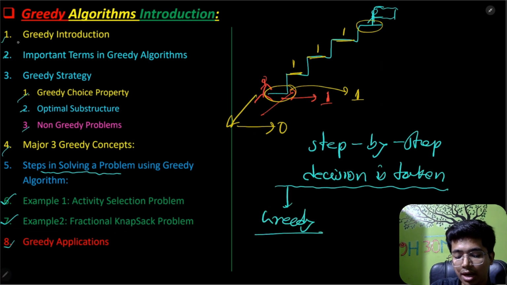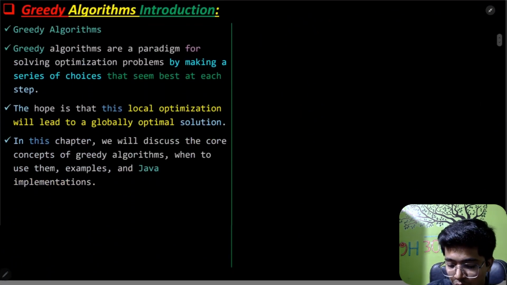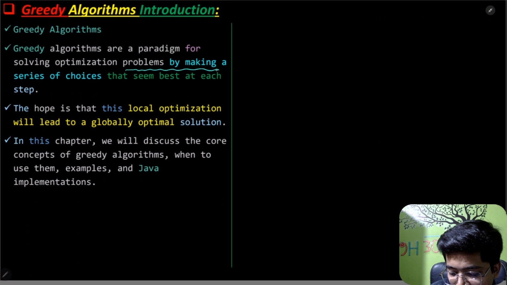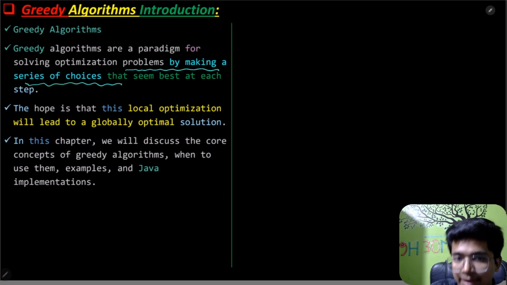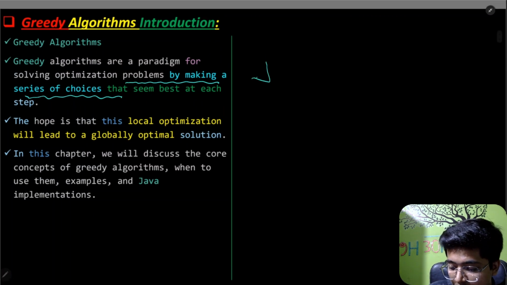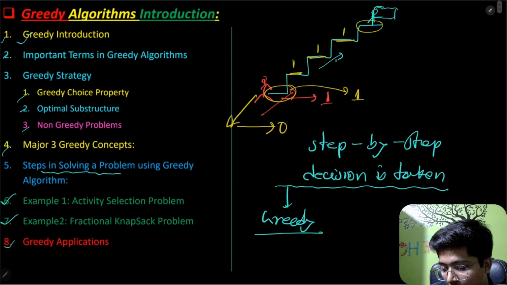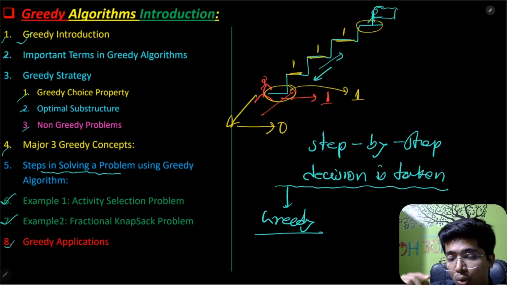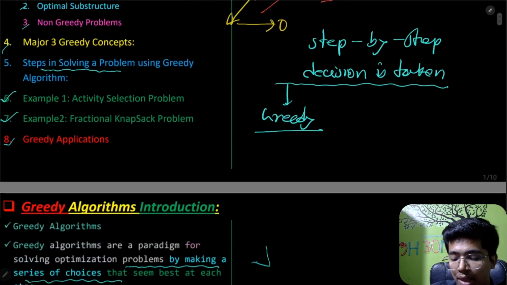So first let's start the introductory session. I'll give you a brief idea right now. Greedy algorithms are a paradigm for solving optimization problems by making a series of choices. Look, here it is told that by making a series of choices. That means we make a series of choices or series of decisions as an objective. In case of stairs we can take a decision to move upward or move backward. So we took decisions one by one, a series of decisions.